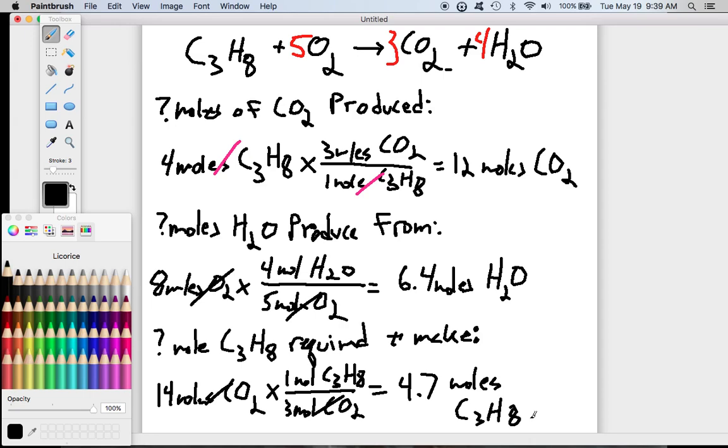There you go, cooking with chemistry. So that's how we use balanced chemical equations and mole ratios to figure out moles of different substances that are required or produced when we do chemical reactions.